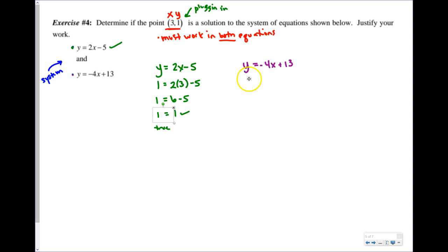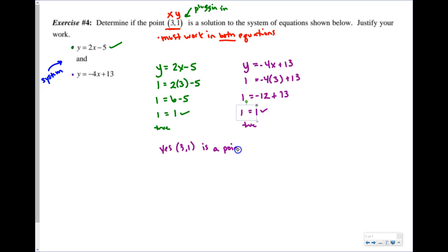And I'm going to plug in 3 and 1 again. So 1 for y and 3 in for x. And I'm going to simplify. 1 equals negative 12. Negative 4 times 3 is negative 12, plus 13, and negative 12 plus 13 is 1, so it's also true. So my answer to this question is yes. (3, 1) is a point on this system. It is a solution. Okay? Because the point is true for both equations, it's true for the entire system.